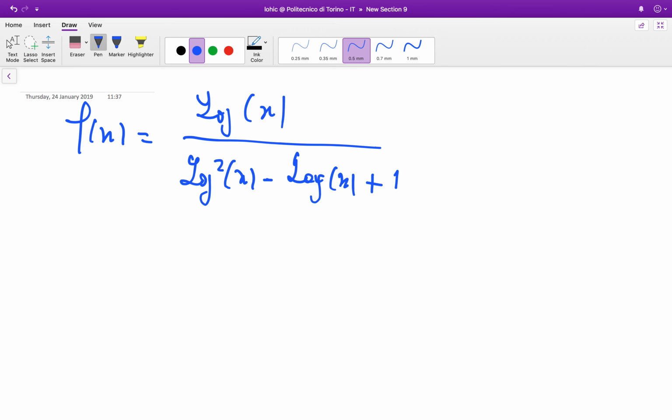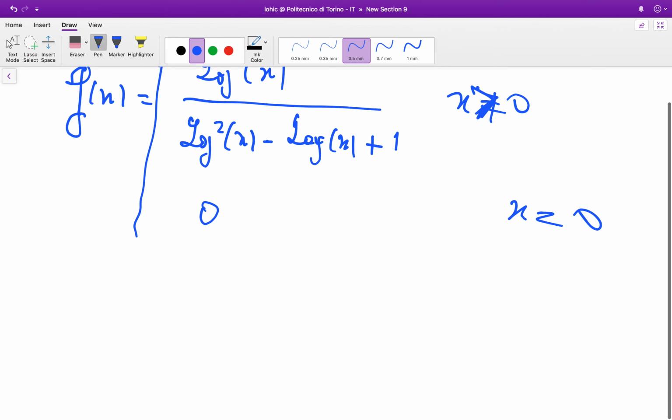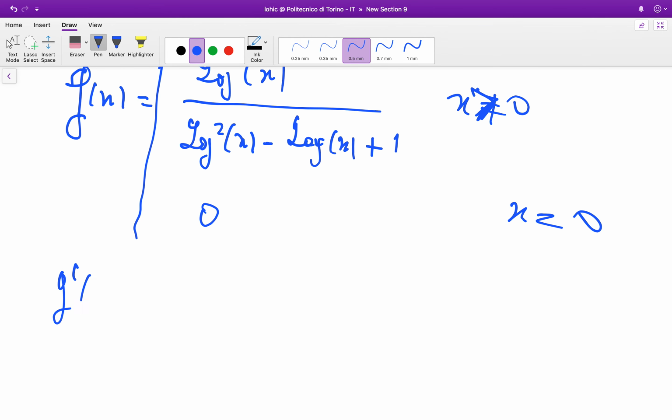So let's go and find the derivative of g of x. But what is g of x? We saw that g of x is this function for x not equal to 0, right? Let's say this for x greater than 0, and it is 0 when x is equal to 0. So what is g prime of x?